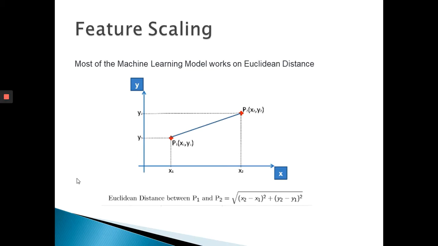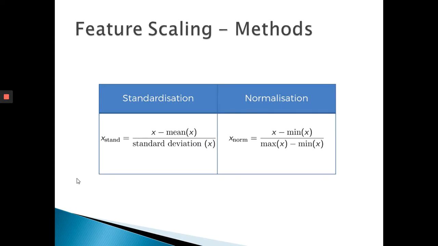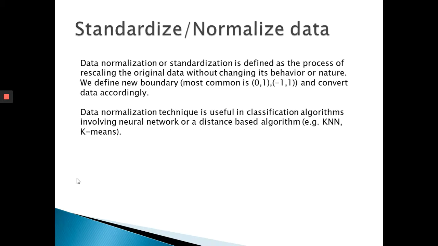Most machine learning models work on the Euclidean distance, and this is the formula to calculate the Euclidean distance. There are two important methods through which we can handle feature scaling. One is standardization and the second is normalization. Let's discuss them in detail.